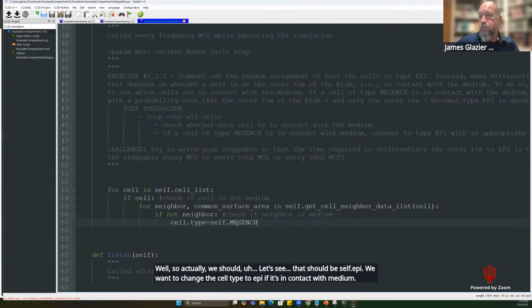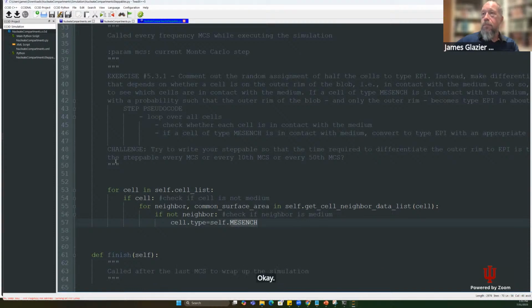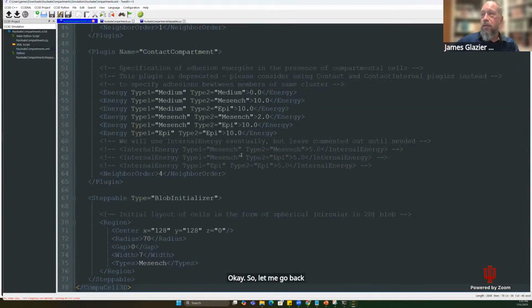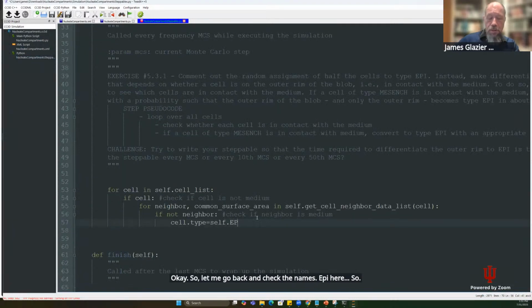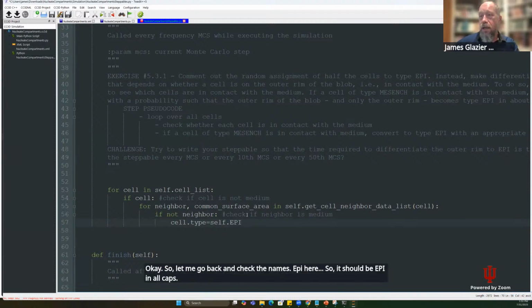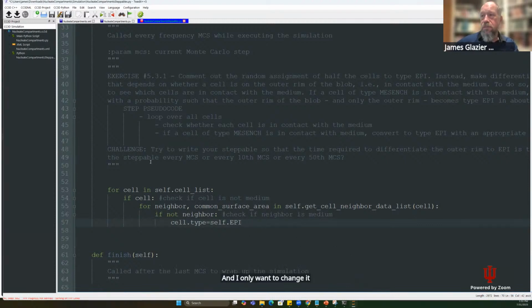Okay. So let me go back and check the names. Epi here. So it should be EPI in all caps. And I only want to change it if it is of type MESENCH. Is that right? Yeah.